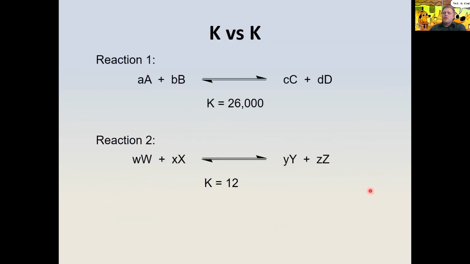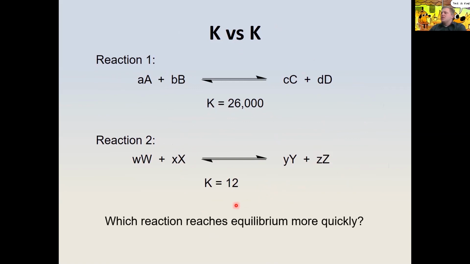Now let's review some other factors associated with K values. So let's say I have 2 reactions. I have this reaction up here where A plus B goes to C plus D, and this one where W plus X goes to Y plus Z. The K value for reaction 1 is 26,000, and the K value for reaction 2 is 12. The question I pose to you then is, which reaction reaches equilibrium more quickly, reaction 1 or reaction 2? Think about that for a moment. You can pause the video if you want.